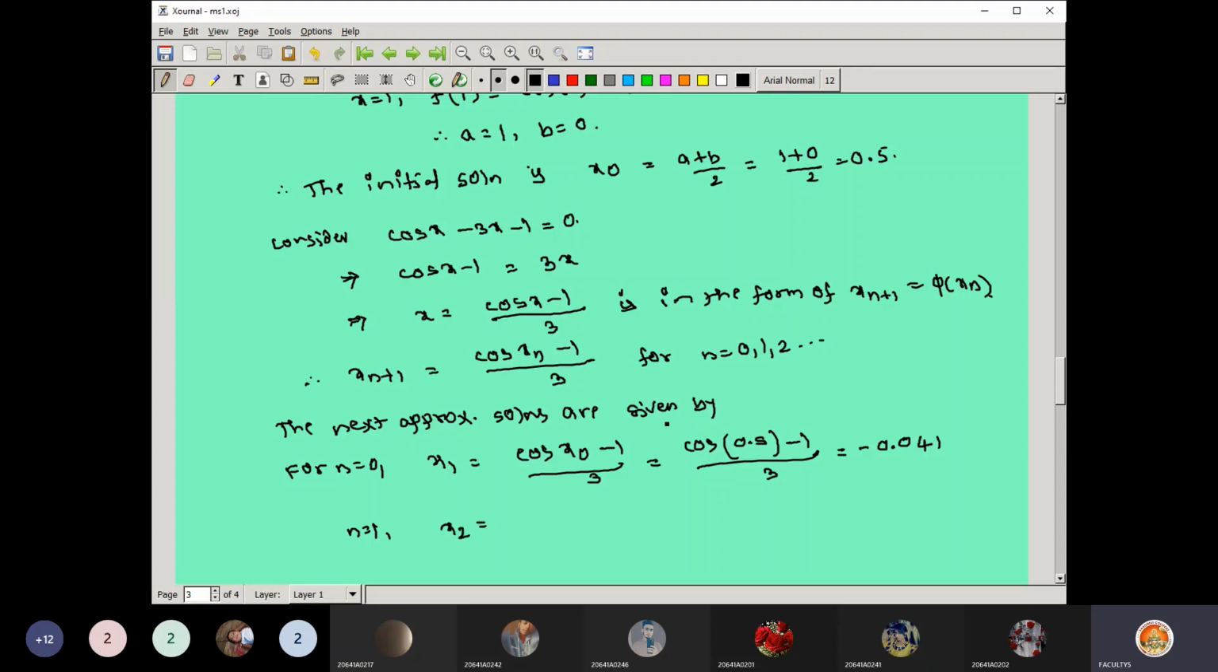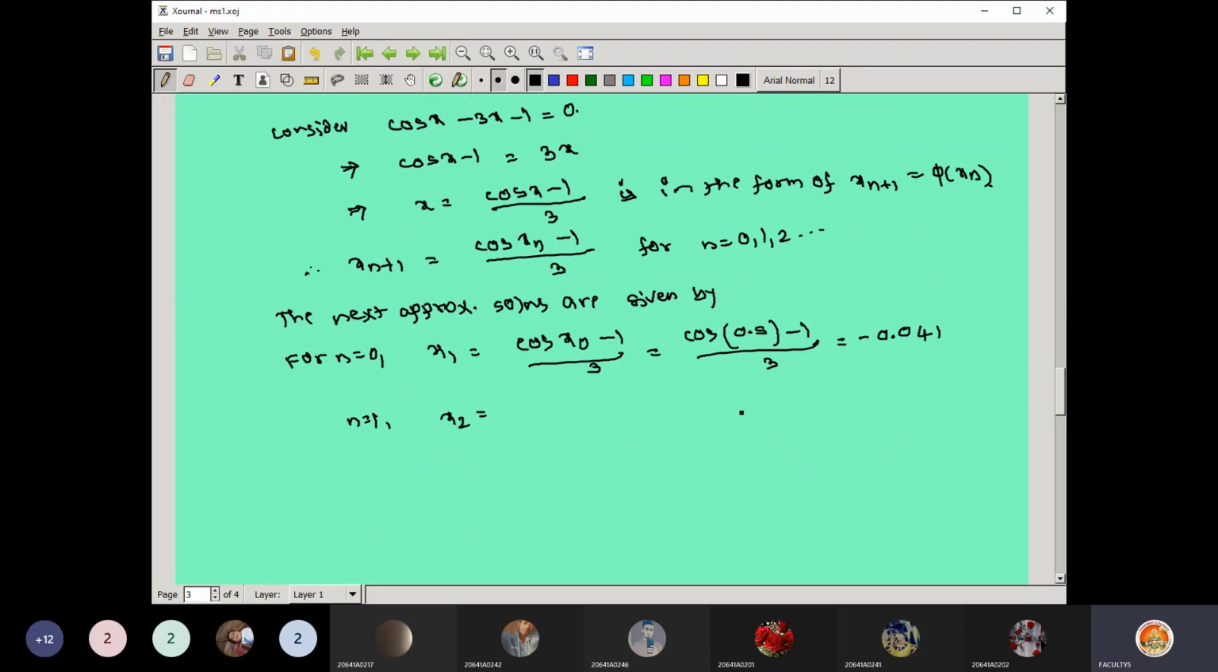So that you are getting x2 equal to, left side. So in your expression I am just substituting cos of x1 minus 1 divided by 3. This is cos of your x1. So it is minus 0.041 minus 1 divided by 3. Again you are using the divided by symbol. So this becomes, so you just write down the values, minus 0.041.